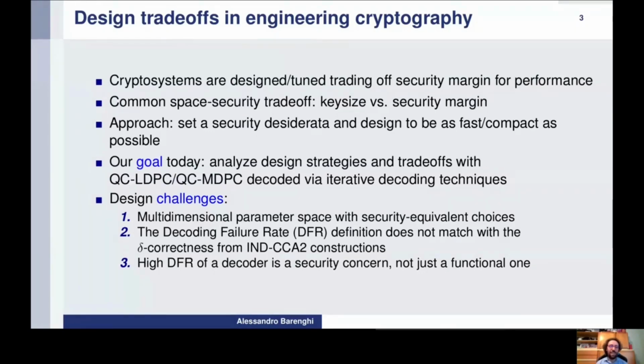The first one is that the definition of delta-correctness, which is the measure of the correctness of an asymmetric encryption scheme, used in the most common CCA2 constructions, is given in a certain way. And this way of defining the probability of failure is not the same as in common coding theory when you consider the decoding failure rate of the underlying code. The fact that the decoder has a high DFR is a security concern, not just because the proofs don't work, but because there are active attacks exploiting a very high DFR.